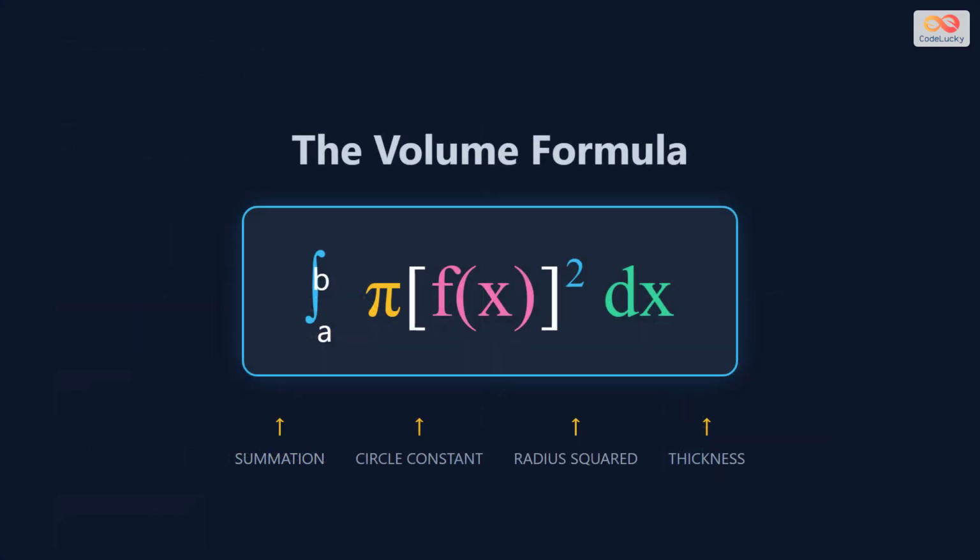To find the total volume, we sum up the volumes of all these infinitely thin disks from a to b. This gives us our integral formula. Volume equals the integral from a to b of pi times the function squared with respect to x.